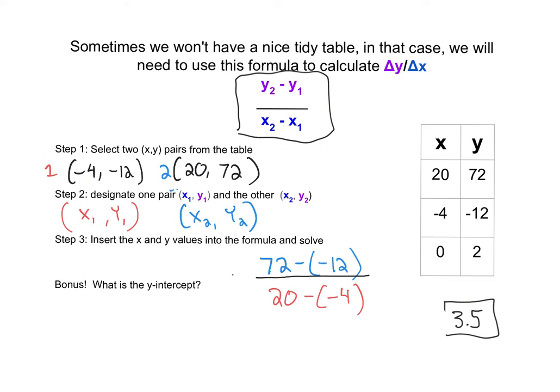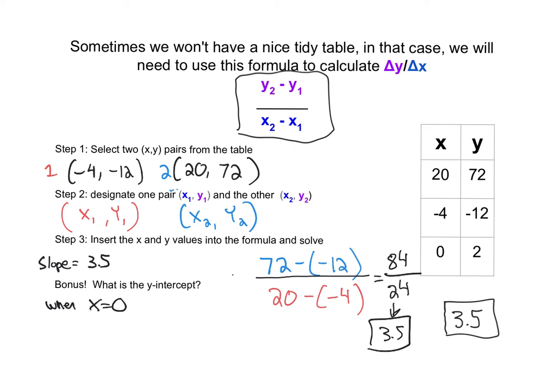All right, I'm going to come out with 84, 72 minus -12 is 84, all divided by 24. As I calculate that down and simplify it, that also equals 3.5. So my slope here is 3.5. And for the bonus, what is the y-intercept? Remember, the y-intercept is when x equals 0. So my y-intercept here is 0, 2.